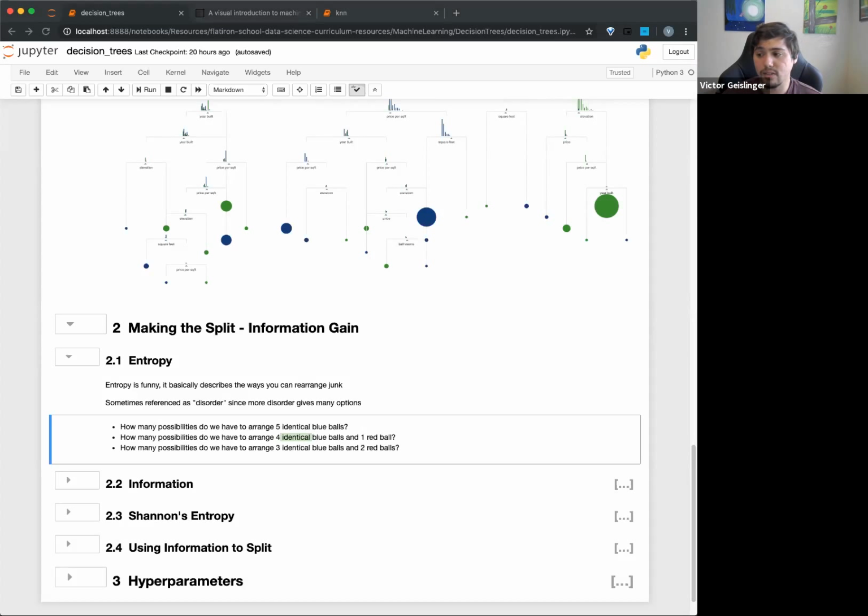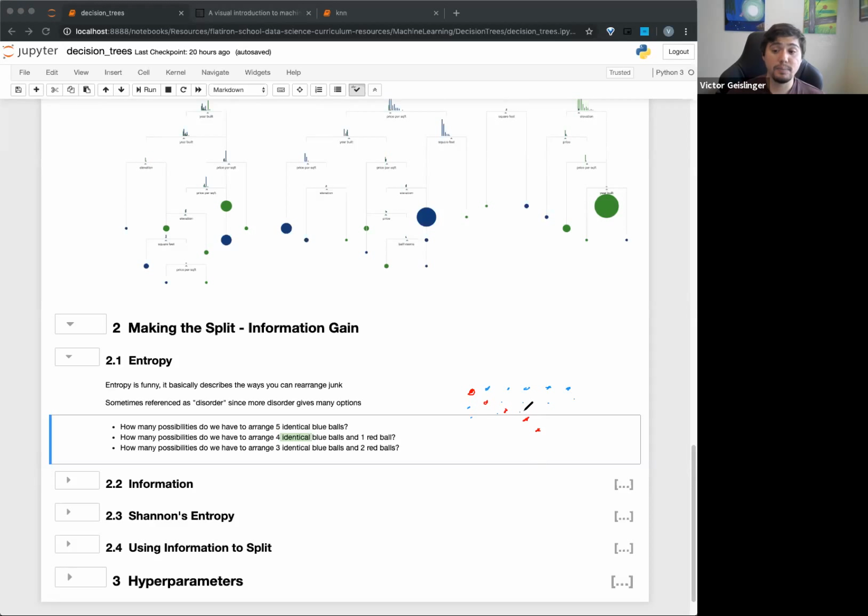If I imagine drawing this out a little bit, I can have the red ball first, I can have the red ball second, third, fourth, or fifth. And then the rest are just going to be blue balls like this. So you can see I have 1, 2, 3, 4, 5. Well, I guess I missed one. But you get the point: you basically have all these different possibilities.